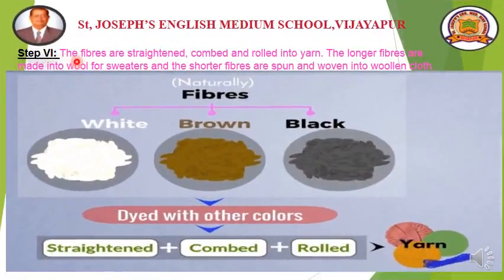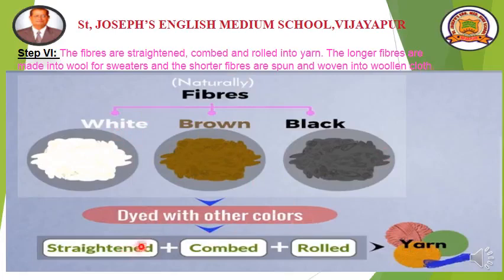The sixth step says that the fibers are straightened, combed and rolled into yarns. The longer fibers are made into wool for sweaters. Wool means woolen, which is helpful to knit the sweaters, and the shorter ones are spun and woven into woolen cloths. As we know, natural fibers are only white, brown and black in color, so they are dyed with other colors.